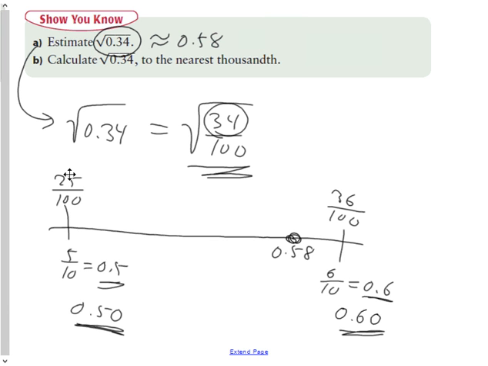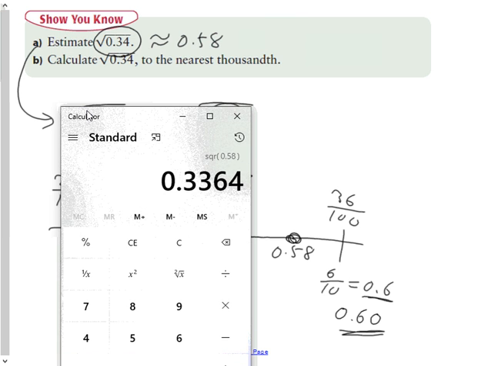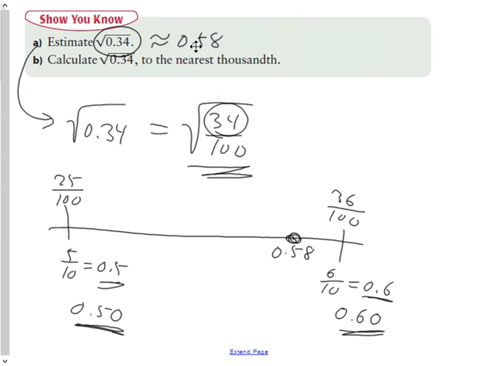So if I take my calculator, just to make sure my estimation was decent, if I go 0.58 multiplied by itself, I get 0.3364, which is pretty darn close to 0.34. So therefore, I know my estimation was accurate.